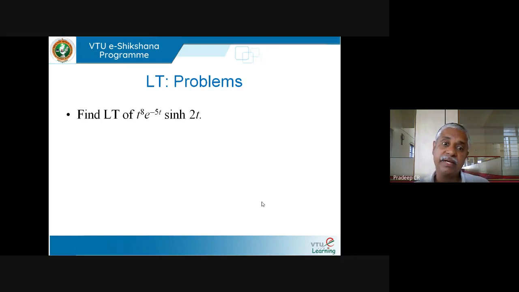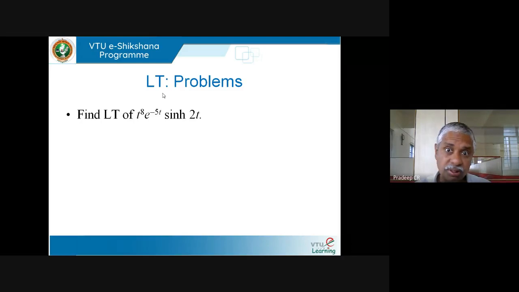So here I'm asking, find the Laplace transform of t power 8 e power minus 5t sine hyperbolic 2t. Pretty bad. Here you see I can do several things, of course, but let me start. The first thing you want to try is this: if I know the Laplace of sinh 2t, then I can find the Laplace of e power minus 5t into sinh 2t, replacing s by s plus 5. But then for t power 8 into that, I have to differentiate it 8 times. That's bad work. Even in my first PC, I did not do it. So I'm not going to do that. If the power is reasonably high, it's not worth using that formula. There must be some other way of doing it.